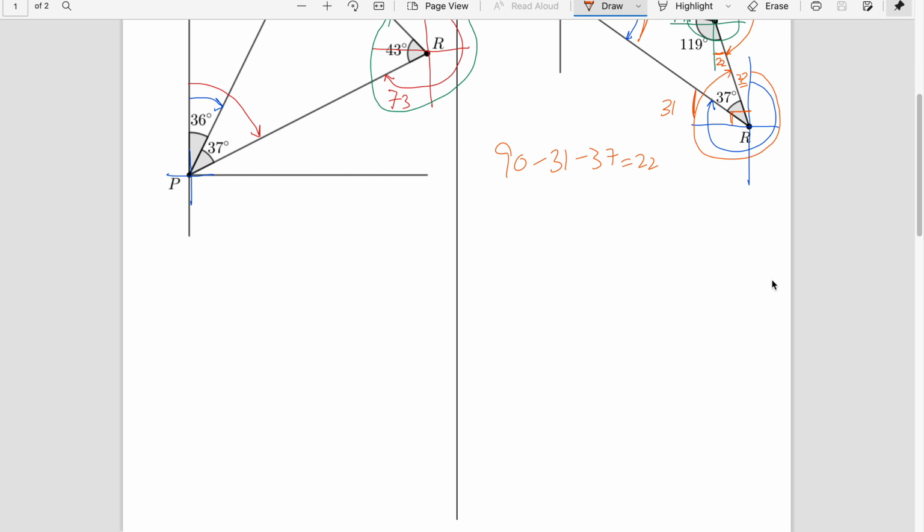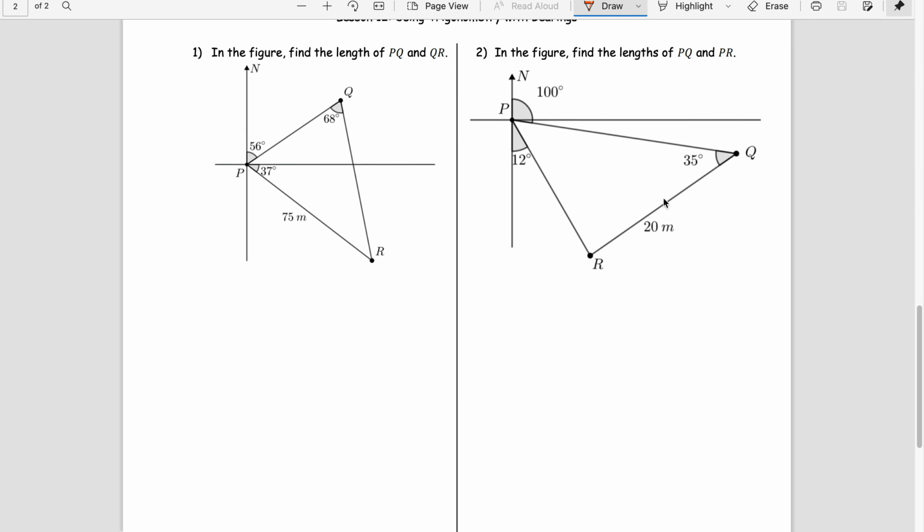Let's have some more questions as practice. In the figure, find the length of PQ and QR. Okay, now this is bearing plus trigonometry. Length of PQ. If you need to find the length of PQ, we can use this triangle. I have 68 and 75. So you take out 56 from 90. 90 minus 56 is 34.